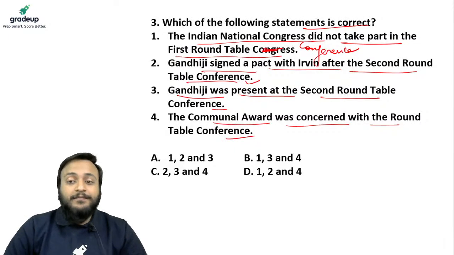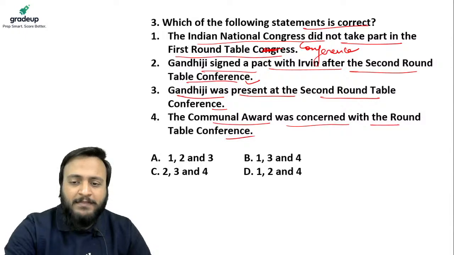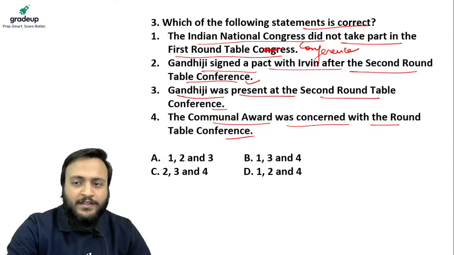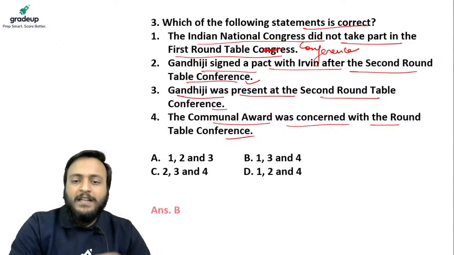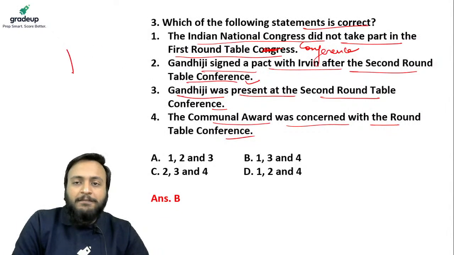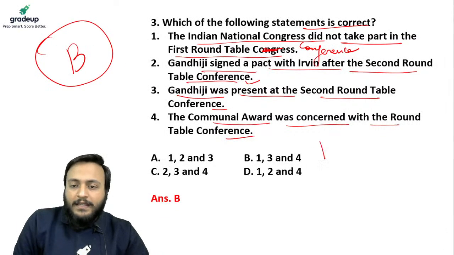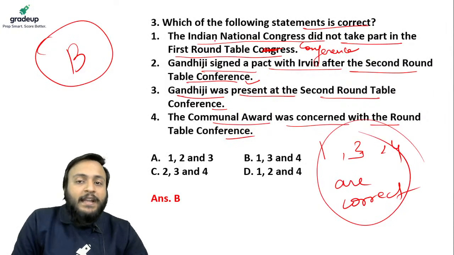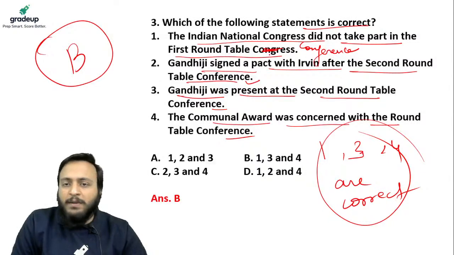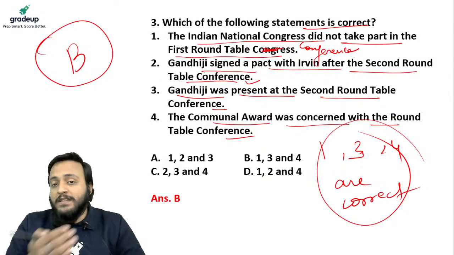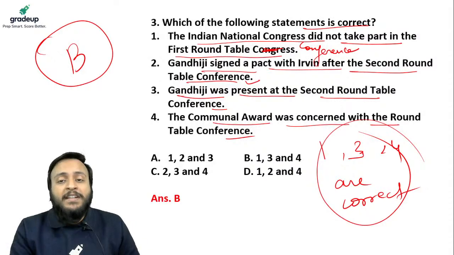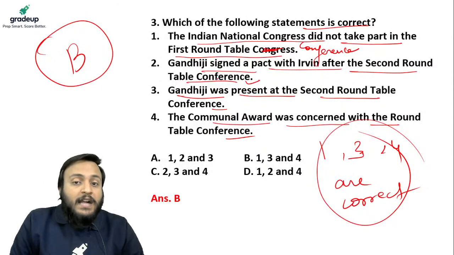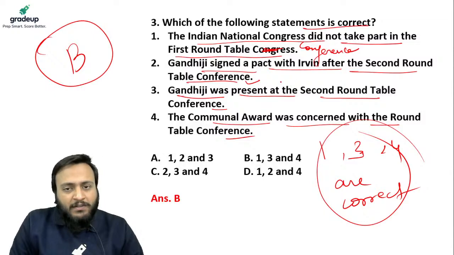All right, guys. Without wasting much of your time, let's check the answer of this question. The answer is going to be option B: 1, 3, and 4 are correct. Indian National Congress did not take part in the first Round Table Conference. Absolutely correct, because at that time, the civil disobedience movement was going on. Gandhiji signed a pact with Irwin after the second Round Table Conference.